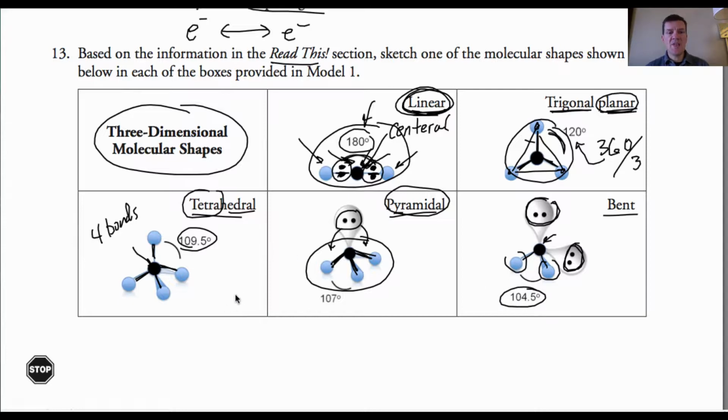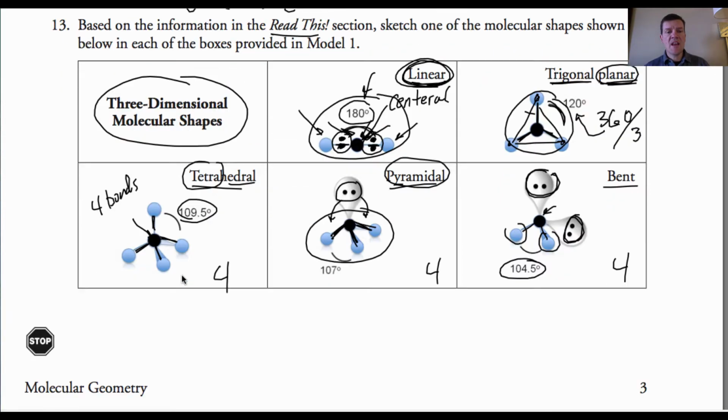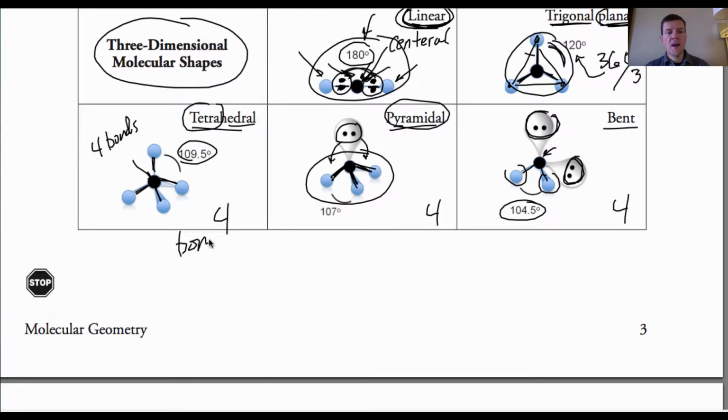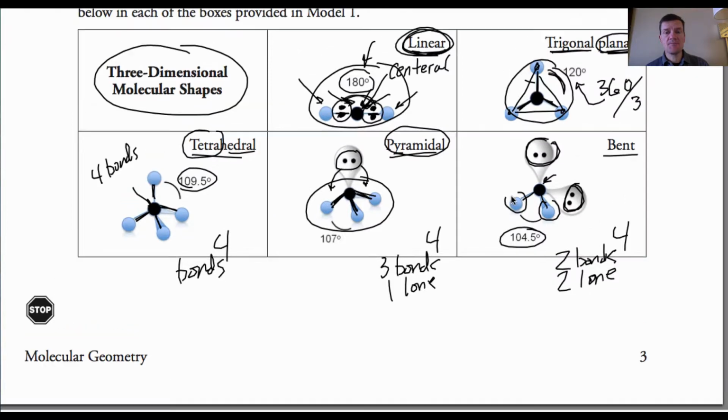So I just want to point out that these next 3 all have 4 electron regions. But this one has all 4 as bonds. Here, this has 3 bonds, 1 lone pair. This one has 2 bonds and 2 lone pairs. That's why it results in different shapes of the molecule: the shape of the atoms, how the atoms are arranged around that central atom.